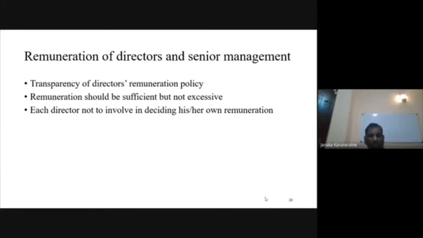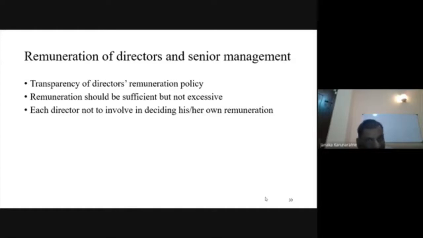So let's move on to the remuneration of directors and senior management. This is again an important area when it comes to corporate governance to avoid conflict of interest. So the remuneration policy of directors should be transparent. So everybody knows the process, how they are remunerated, and even certain things are disclosed in the annual reports with respect to the remuneration by way of standards.